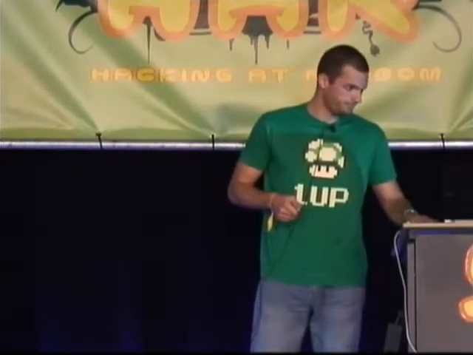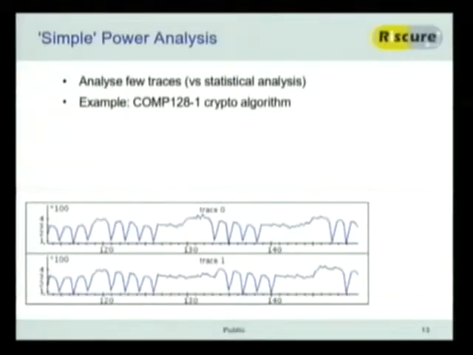Dozen or not very many. Instead of going into the statistical analysis, which I will talk about a bit later, I have an example here of the Comp128 GSM algorithm. We've taken two traces here. Now we see the power is going up and down and something's happening here. But there's actually something interesting happening here.